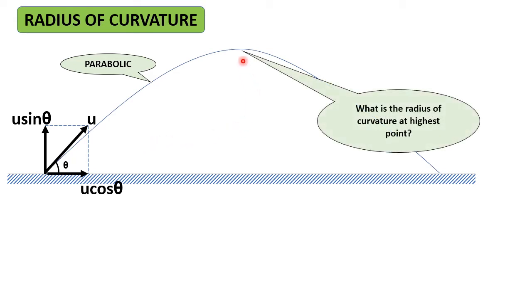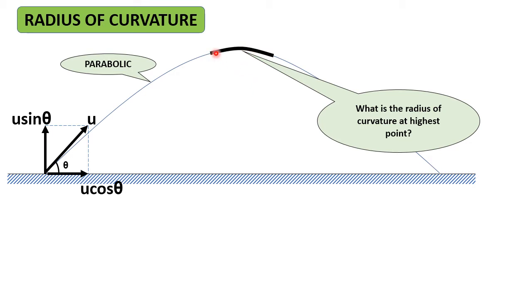Now the question is: at the highest point here, what is the radius of curvature of this parabolic path? To understand the radius of curvature, we take a small piece of arc of the parabola at the highest point, very small. This length could be as small as 1/100th of a millimeter.